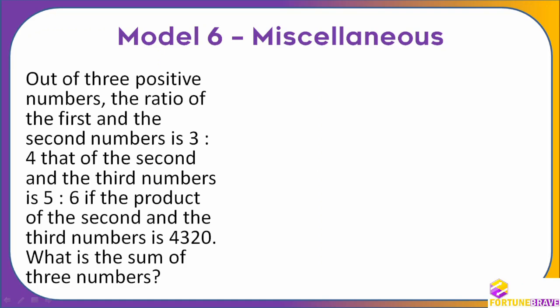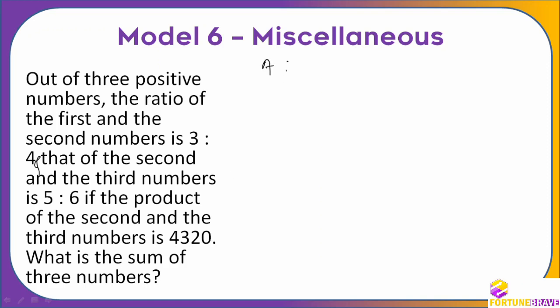Out of three positive numbers, the ratio of the first and the second numbers is 3 is to 4, and that of the second and the third numbers is 5 is to 6. If the product of the second and the third numbers is 4320, what is the sum of the three numbers? Very interesting question.